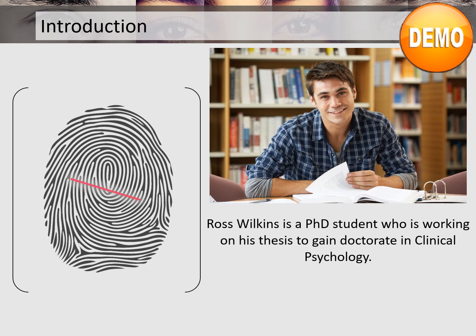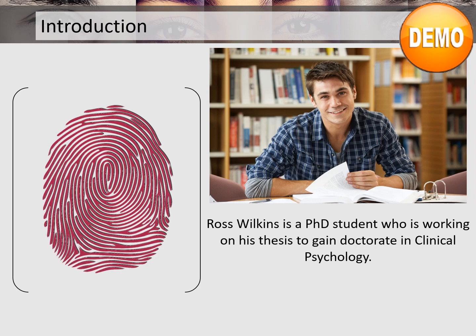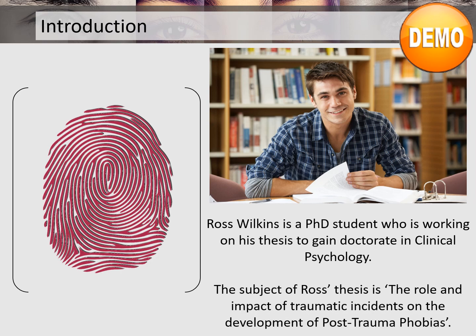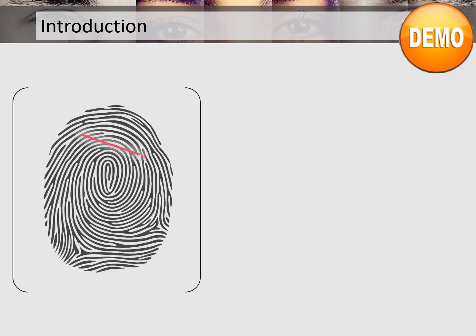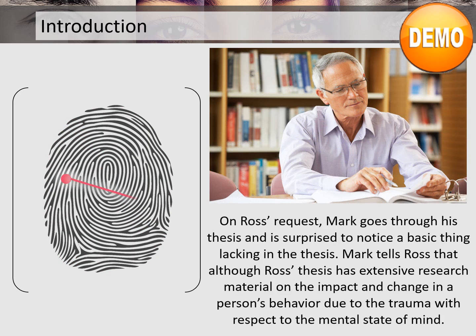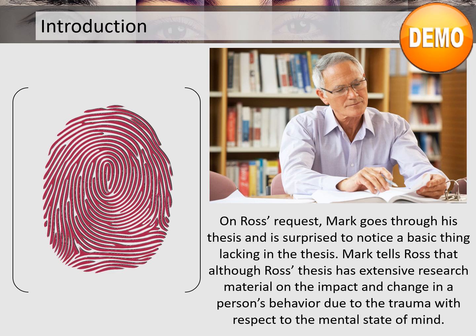Ross Wilkins is a PhD student who is working on his thesis to gain a doctorate in clinical psychology. The subject of Ross's thesis is the role and impact of traumatic incidents on the development of post-trauma phobias. On Ross's request, Mark goes through his thesis and is surprised to notice a basic thing lacking in the thesis.